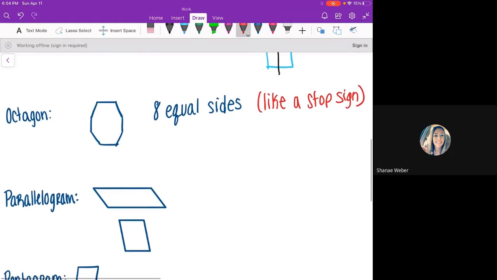Then we have a parallelogram, and parallelograms just mean that they have 2 pairs of parallel sides. So the top and the bottom of this parallelogram are parallel. They will never cross. And this side is parallel to this side. They will never cross. So the same thing with this one. These 2 lines will never cross. And the sides will also never cross. So 2 pairs of parallel sides.